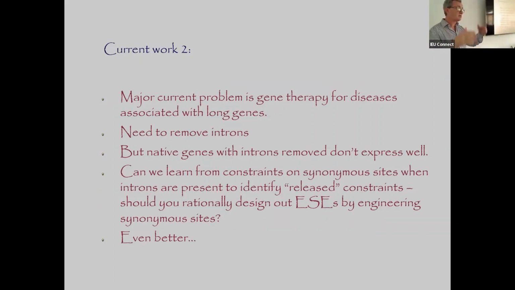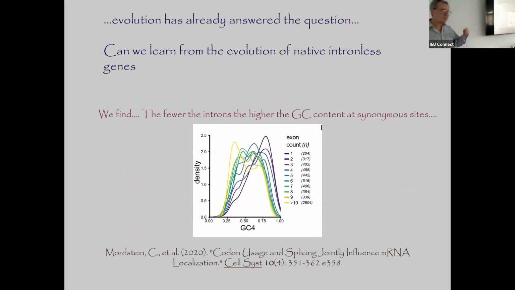So we get rid of the introns, but if you get rid of the introns, you've got a new problem, which is that they typically won't express. That's been known for ages now, that if you take away introns from genes, they typically don't express. So our question is, could we learn from how synonymous sites evolved, particularly in ESEs, for example, to be able to actually rationally design and better engineer? And as I said, actually what we do is even better because we use evolution, because evolution's answered the question for us.